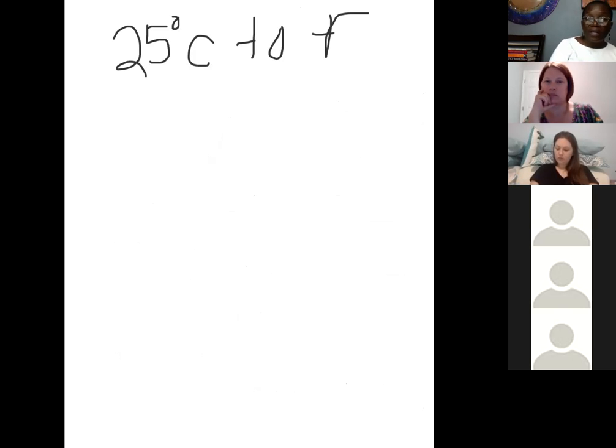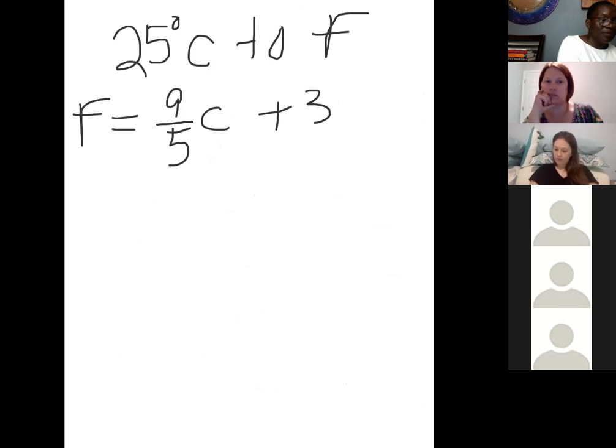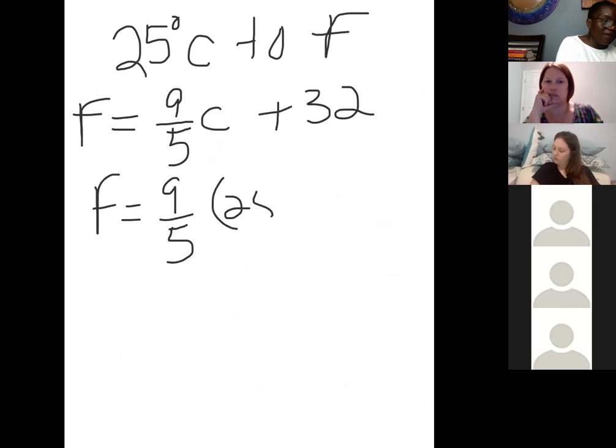This time, you are in Canada. In Canada, it says the temperature is 25 degrees Celsius, and you want to convert this to Fahrenheit. So you go to your formula, guys. Fahrenheit is equal to 9/5 of C plus 32. So you would do F equals 9/5 times 25, and then plus 32.